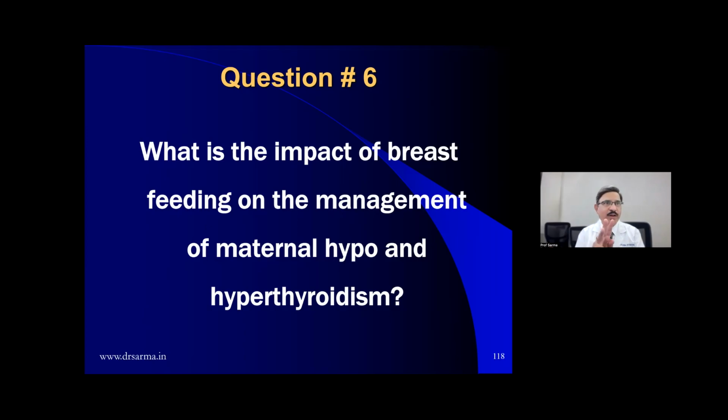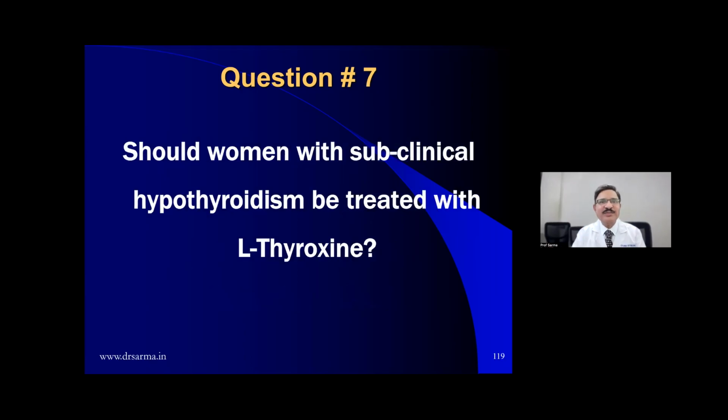For hyperthyroid, three are available. Three weapons. Weapon 1, methimazole. No. Weapon 2, radioiodine. No. Should not be given. Weapon 3, propylthiouracil. Yes, you give. As simple as that. Question 7.